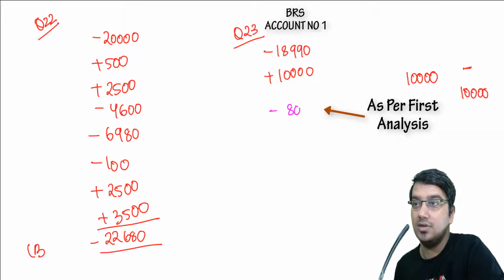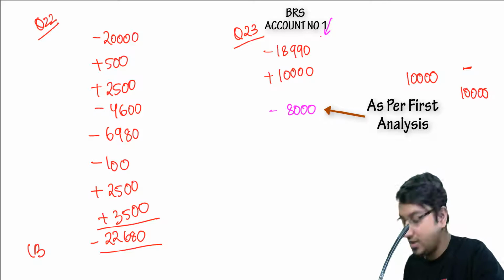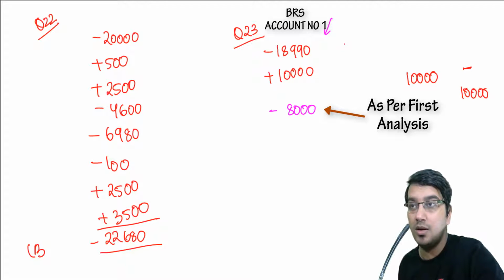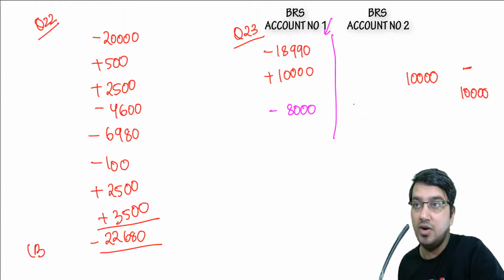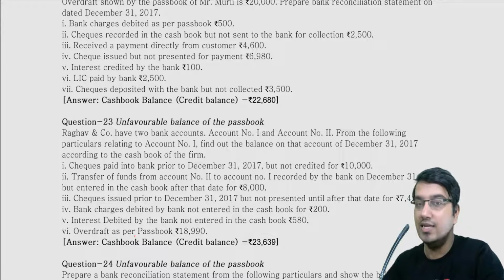So 8,000 subtracted. Since this is the BRS for account number 1, details for account number 2 are not given, so we'll just ignore that. But if they were given, because funds were transferred from account number 2, we would have added to account number 2. Next they say checks issued, we know this adjustment. Bank charges we know, interest debited we know, overdraft was a starting point, so I'll just make the remaining adjustment for you.